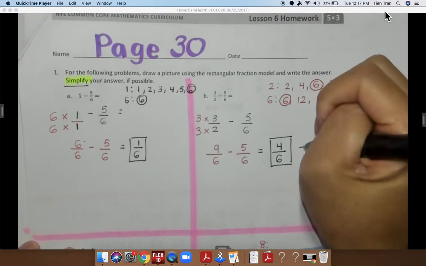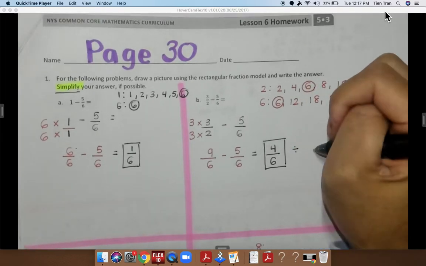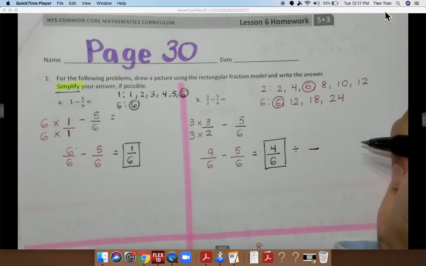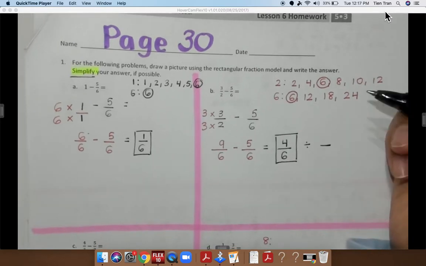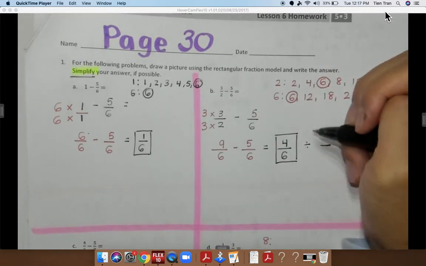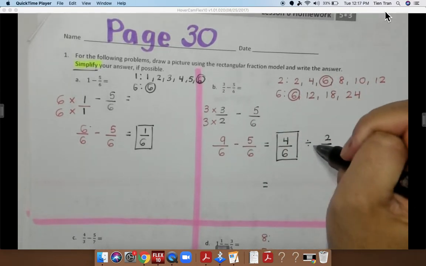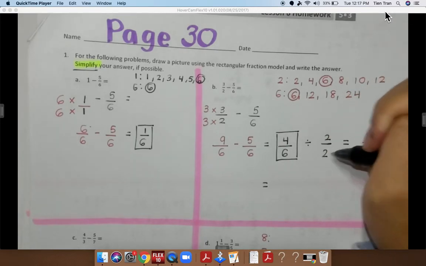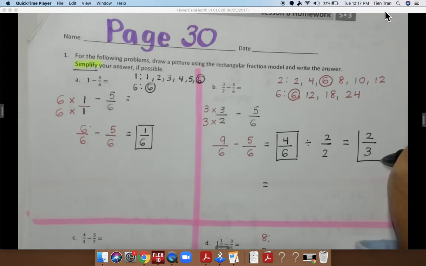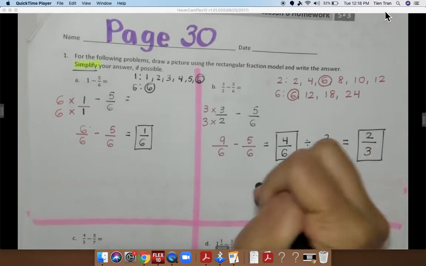What you're going to do is divide the top and bottom number by a number that can divide both. Now, I know 1 can't be used to divide 4 and 6. That would just give me the same answer again. So I'm not going to use 1. So I am going to try 2. 4 divided by 2 is equal to 2, and 6 divided by 2 is equal to 3. So my answer is 2/3.